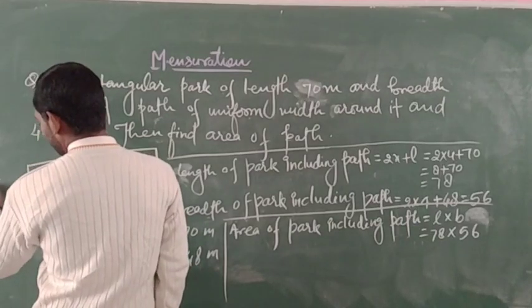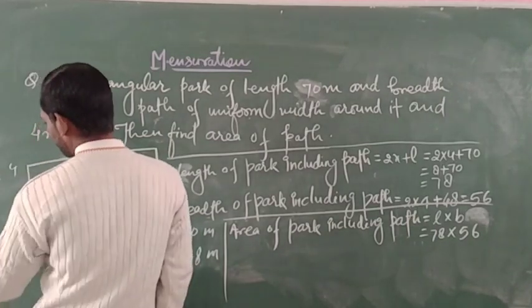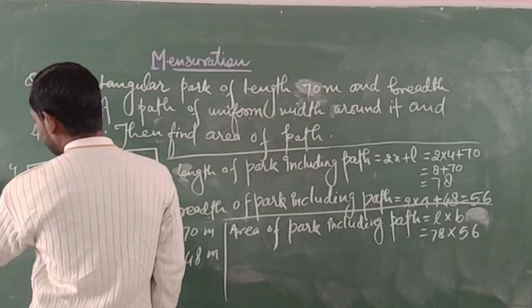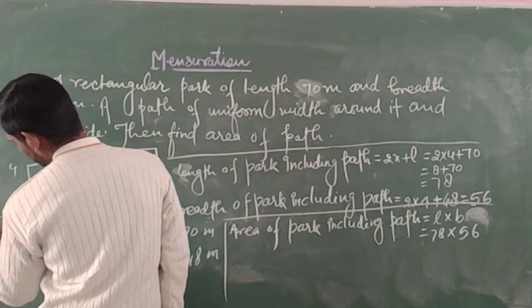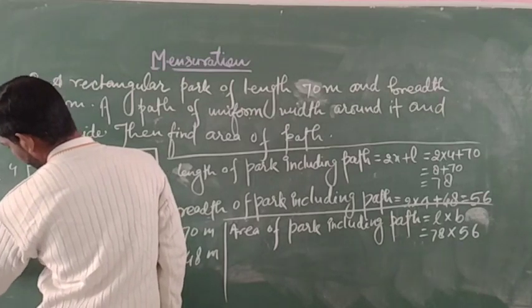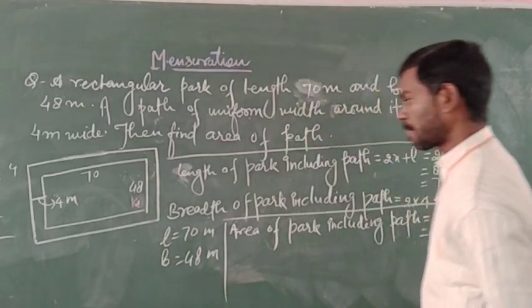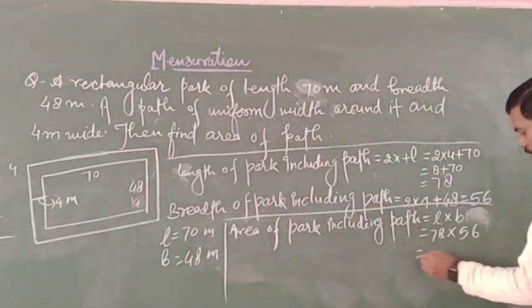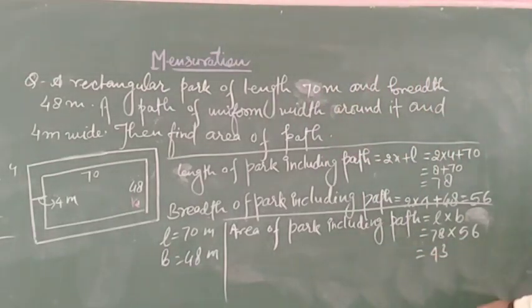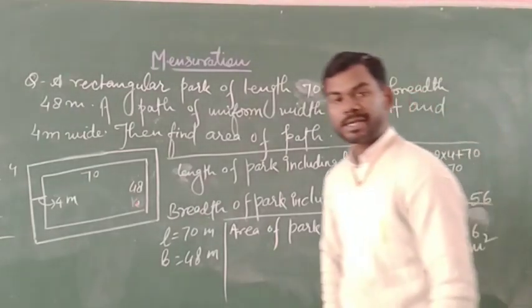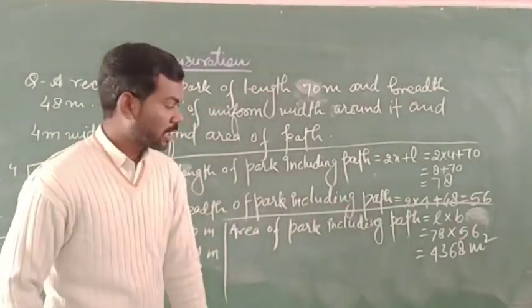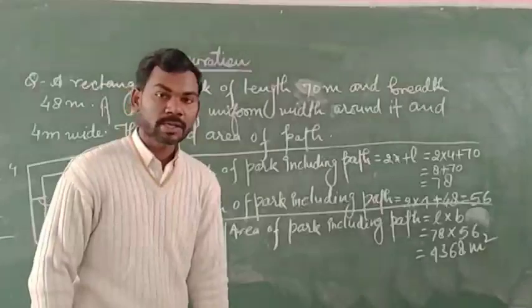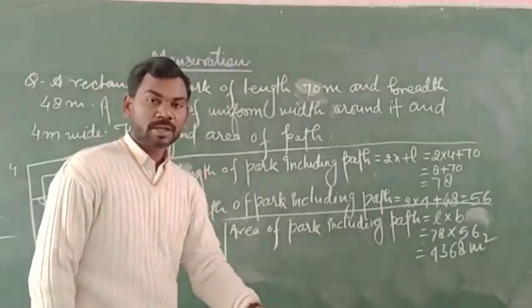6 8s are 48, carry 4, 6 7s are 42, 42 and 4 is 46. 5 8s are 40 and 5 7s are 35. So we get 4368 meter square. So this is the area of the path including the path: 4368 square meter.